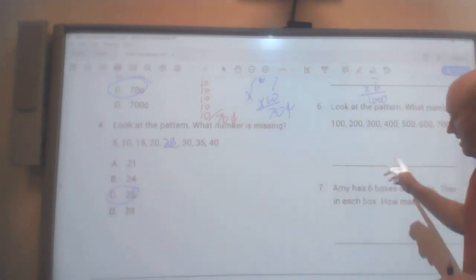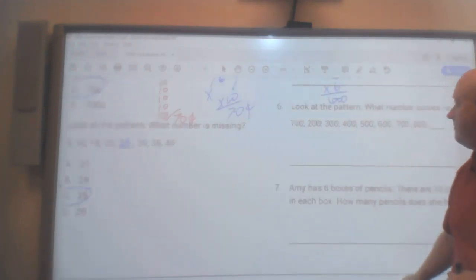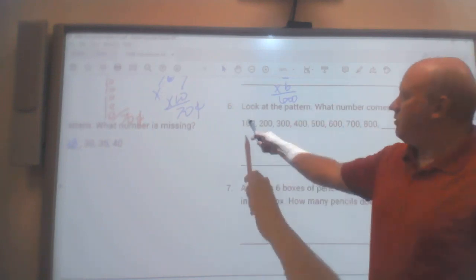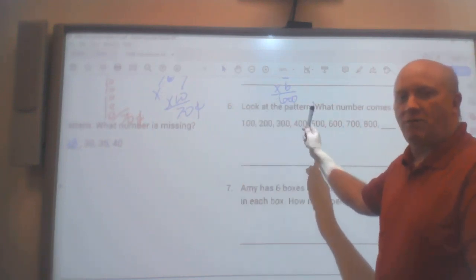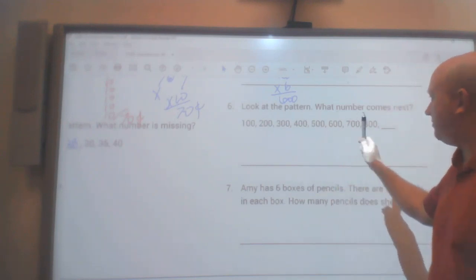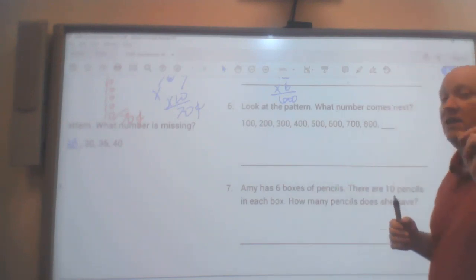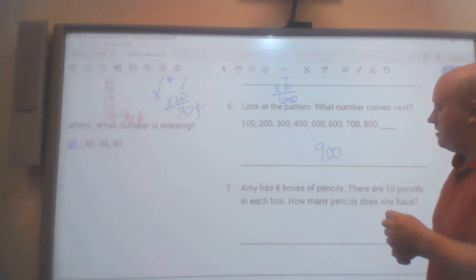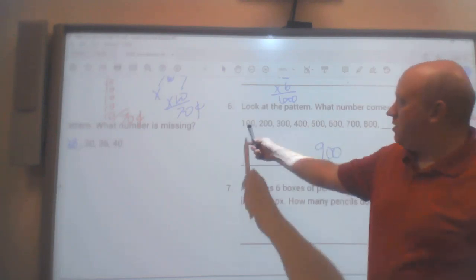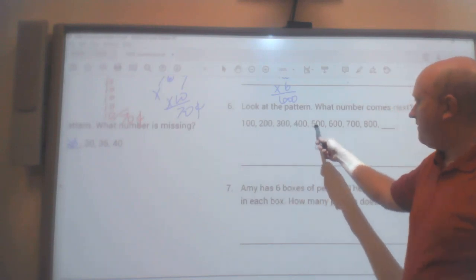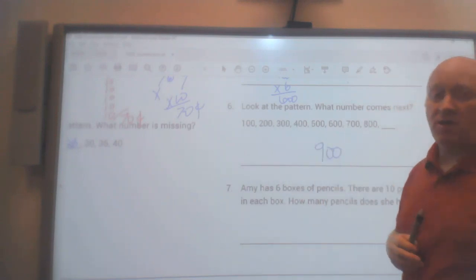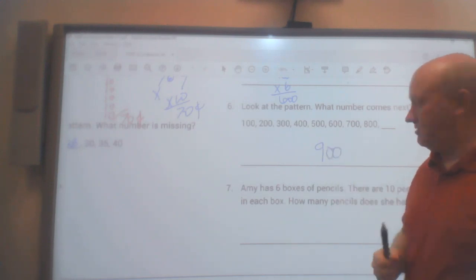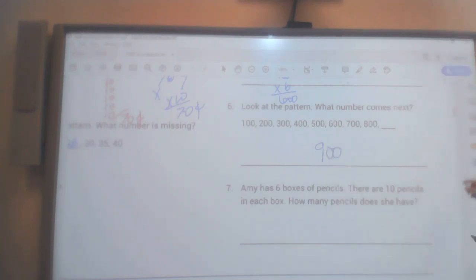Okay, and now let's look at number 6. Look at the pattern. What number comes next? 100, 200, 300, 400, 500, 600, 700, 800, 900. If you want to count, you say 1, 2, 3, 4, 5, 6, 7, 8. And what number comes after 8? 9, add the 2 zeros, and there's your answer. Okay, good.